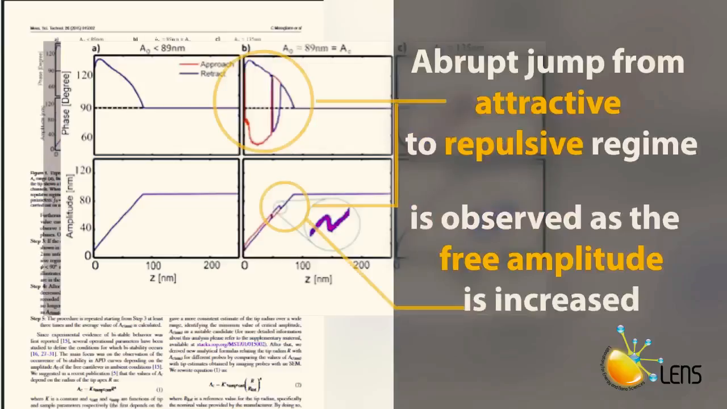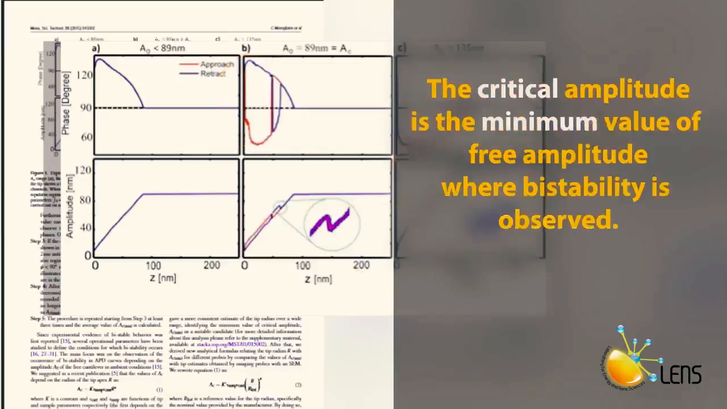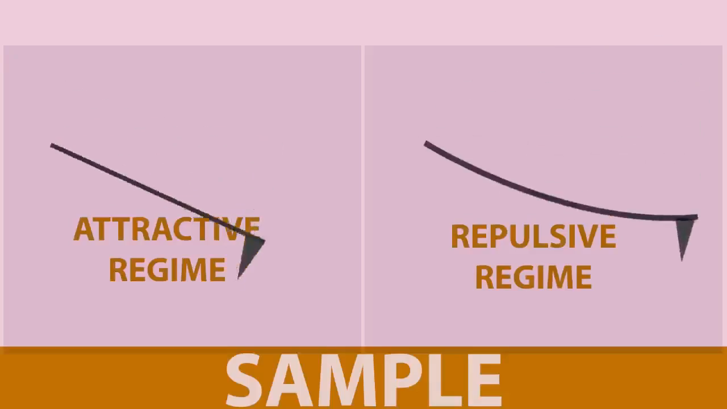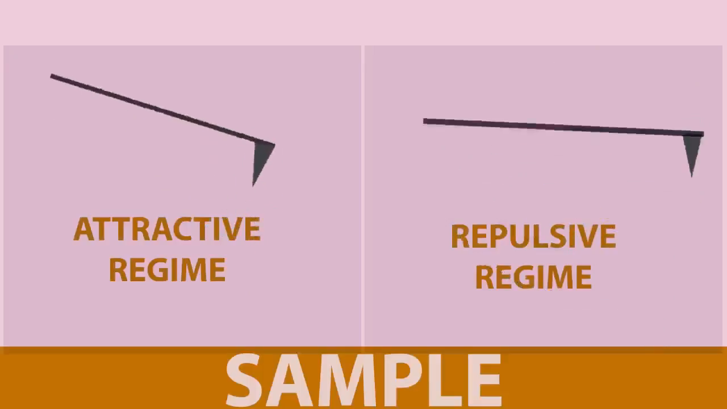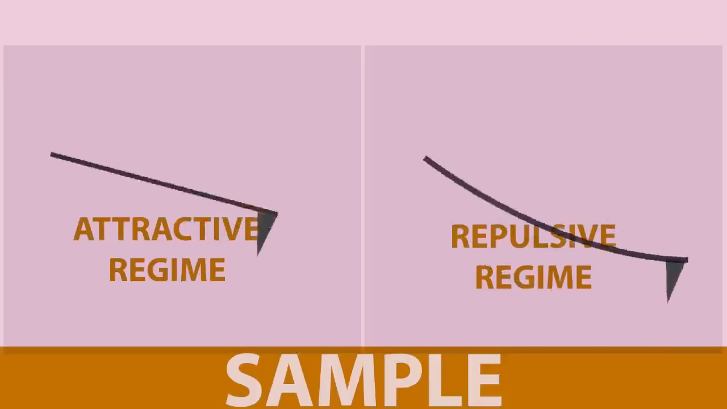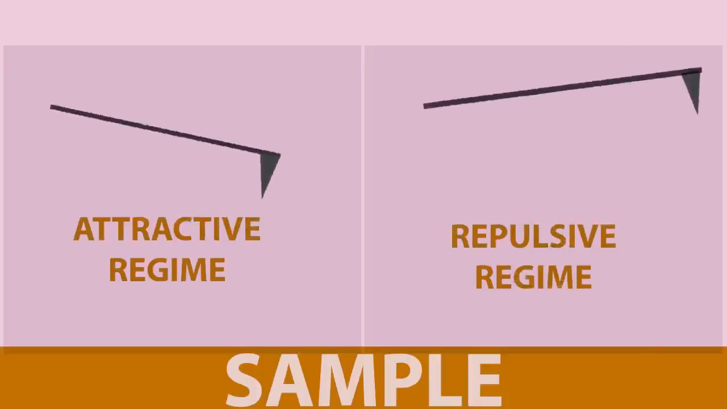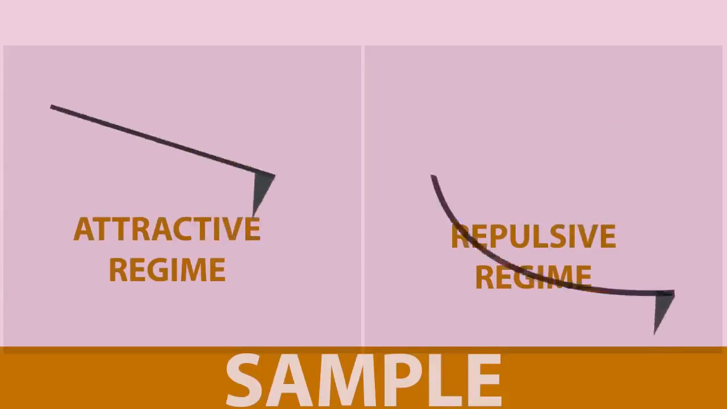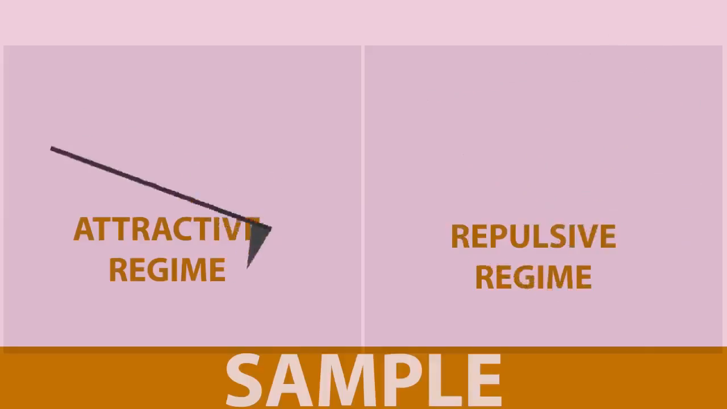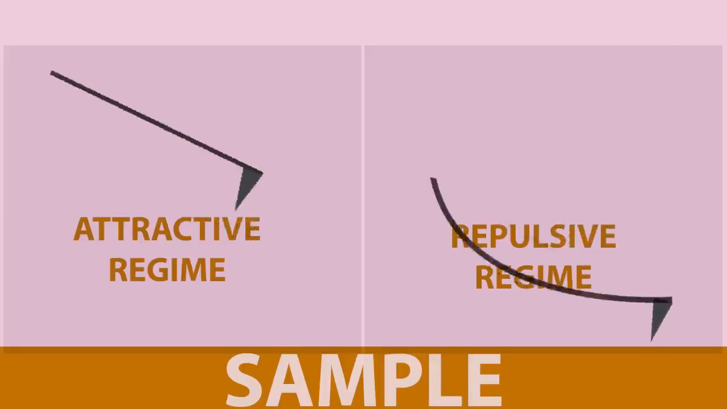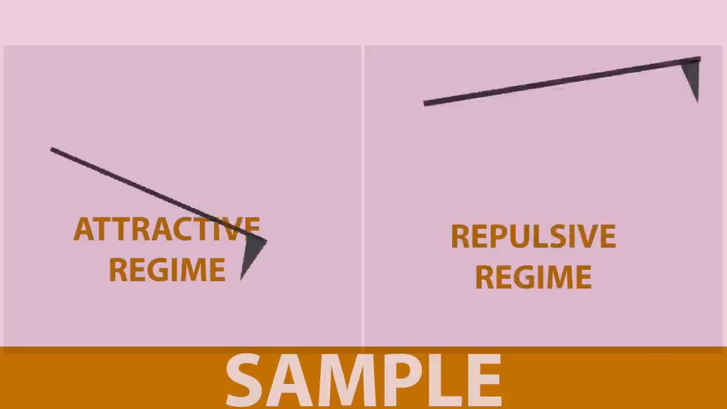This interval of free amplitudes is defined as the range of critical amplitude. The critical amplitude is the minimum value of free amplitude required to transit from the attractive to the repulsive regime at resonance. The magnitude of the chosen free amplitude determines the regime. So to image in the attractive regime, set the free amplitude below the critical amplitude, usually about half of the critical amplitude. To image in the repulsive regime, increase the free amplitude above the critical amplitude. In this case, you can double the value of the critical amplitude.